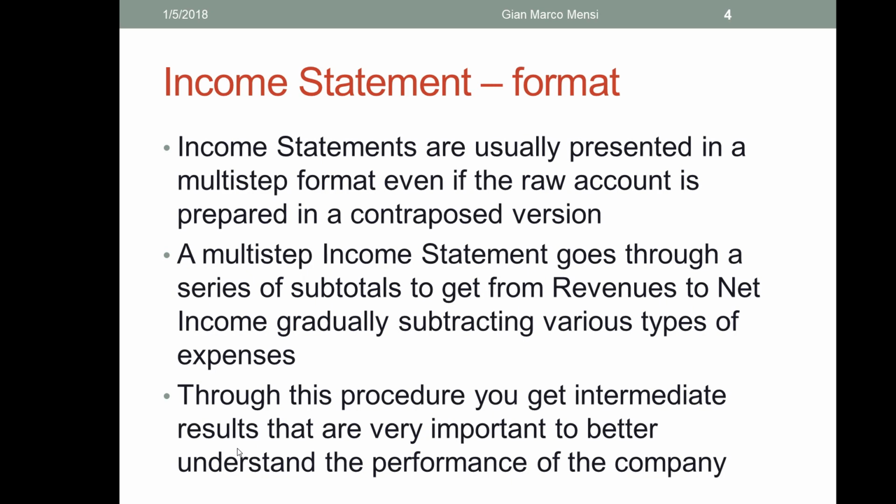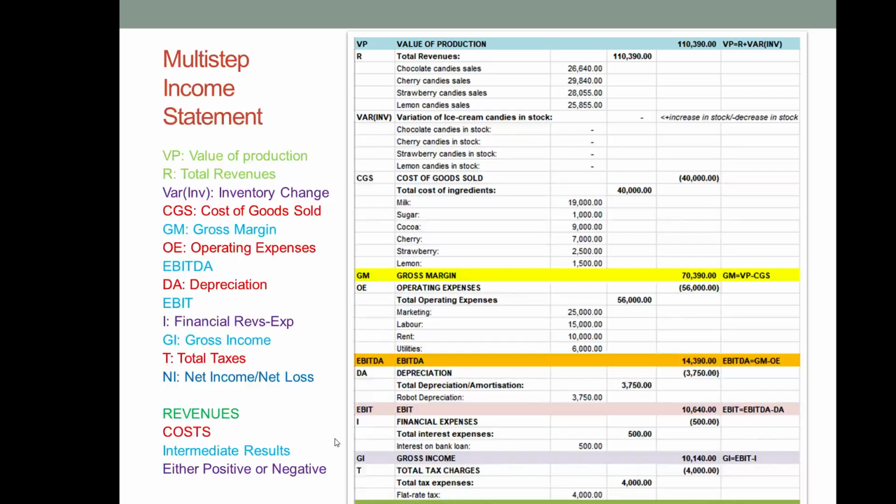However, usually it's presented in what is called a multi-step format, i.e. there's a series of subtotals that take you from total revenues to net income and give you some intermediate results. They have a very important role in determining how the company is performing, so they are very good if you need to analyze the income statement of the company. Let's have a first look, and then we'll get into more details in the next lesson.